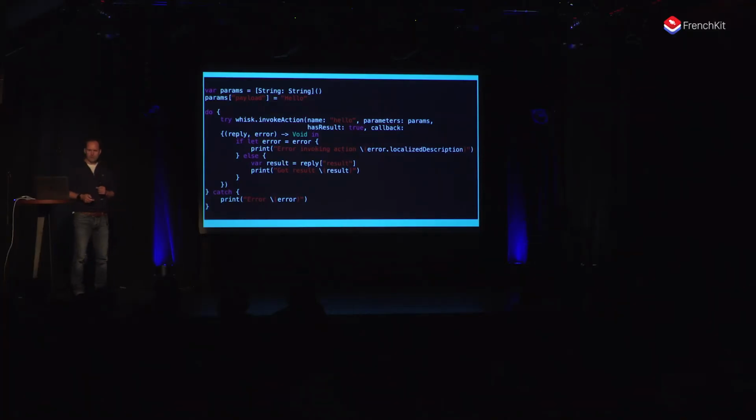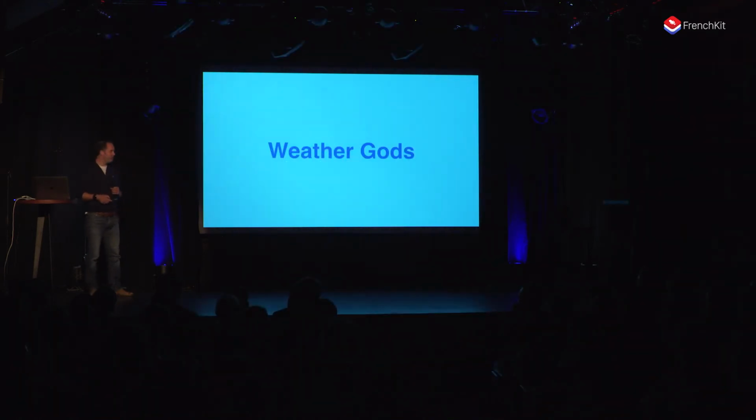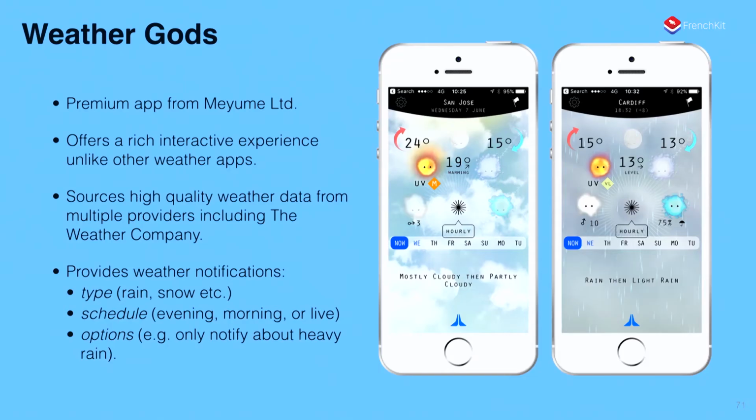So finally, are there any real examples of people building serverless applications for iOS apps that have actually been released and are being used by huge numbers of users? Well, there's a few. One of them is an app in the App Store called Weather Gods. Weather Gods is an interesting kind of weather notification app.